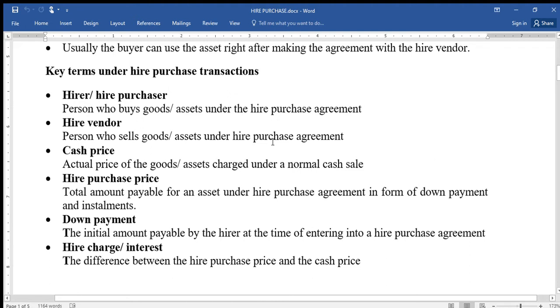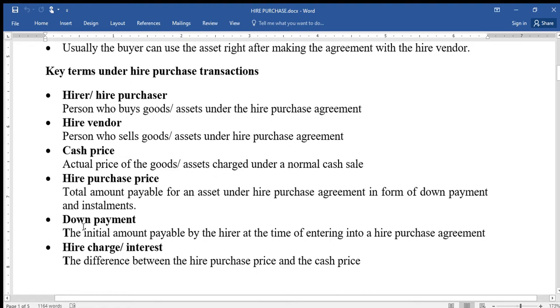Then cash price, the actual price of goods or assets charged under a normal cash sale. If someone is not buying on hire purchase, the price of that asset is what we call the cash price. Then the hire purchase price, the total amount payable for an asset under a hire purchase agreement in form of down payments and other installments. The amount that you pay when you're buying on hire purchase is different from the cash price, and it's what we call the hire purchase price.